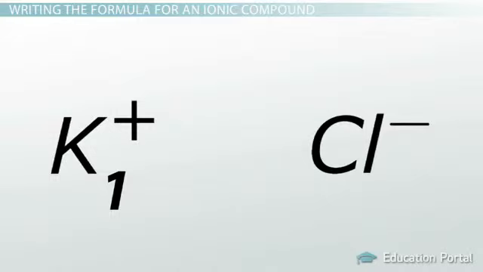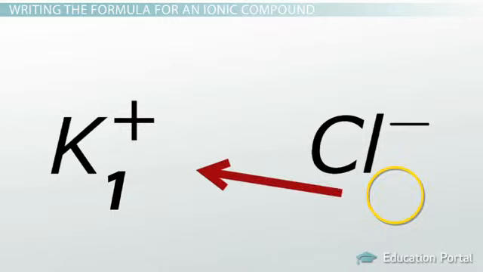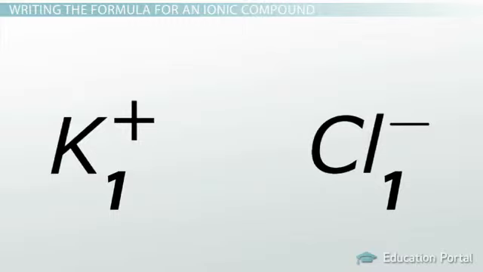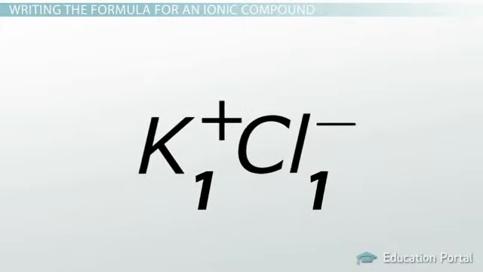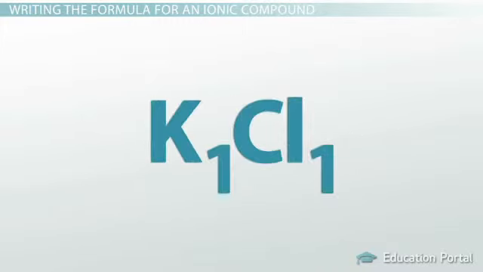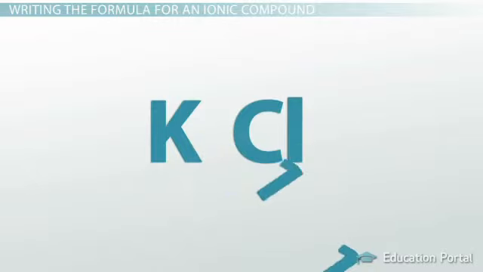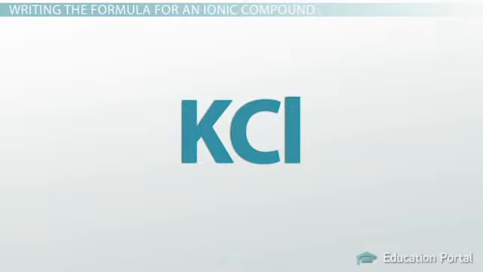Now let's find the subscript of the anion. The subscript of the anion will be the same as the charge of the cation. The potassium cation has a positive 1 charge, so the subscript of chloride is 1. Putting this all together, the formula for the ionic compound will be KCl. As you can see, the K and Cl both have a subscript of 1. When an atom has a subscript of 1, you can just leave it off. So the simplified formula for potassium chloride is KCl.